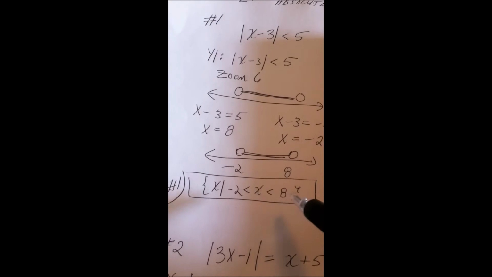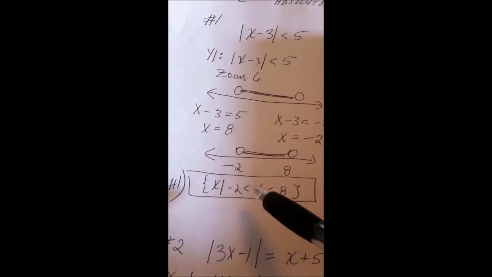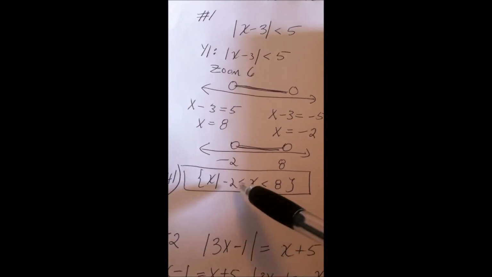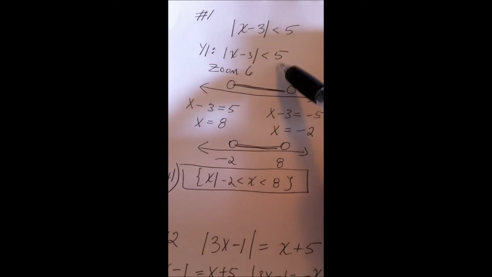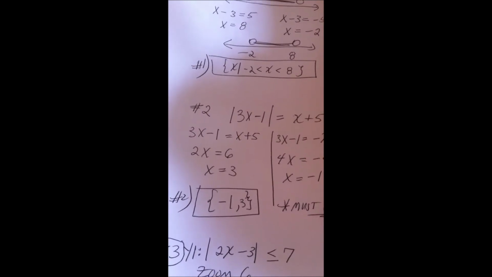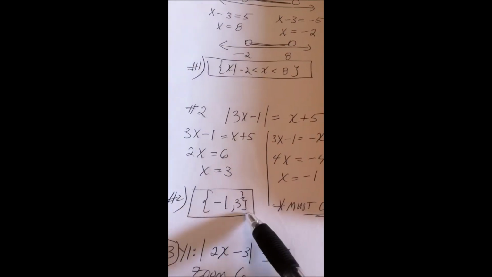A lot of you still are having difficulty with the solution set here. If you put the smaller on the left and larger on the right, these are always going to be less thans, or less thans or equal to if the original is less than or equal to. For number 2, we have an absolute value equation, and the answer was -1 and 3.